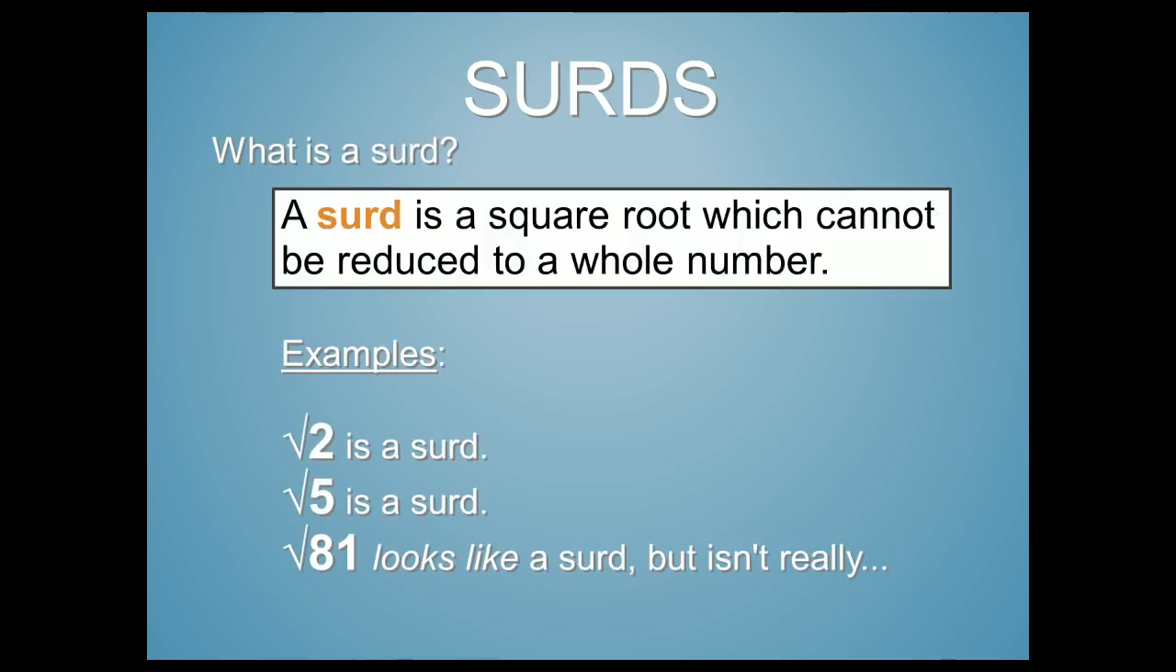For example, root 2 is a surd because it's 1.41, etc. Square root of 5 is also a surd because it doesn't come down to a whole number. And last but not least, square root of 81 looks like a surd, but isn't really, because the square root of 81 is actually 9. Are you completely confused yet? Basically, any square root number is going to be a surd unless it becomes a whole number when you put it in the calculator. And some of those you already know: square root of 1, 4, 9, 16, 25, 36, 49, 64, etc.